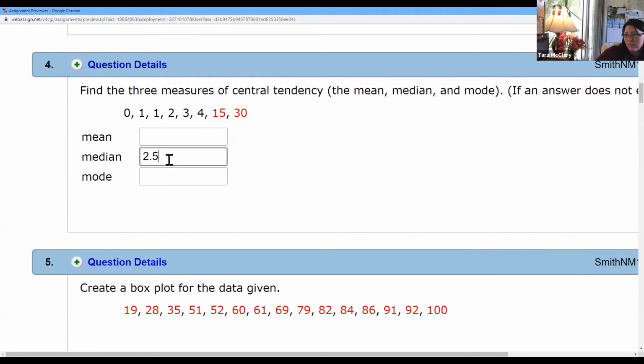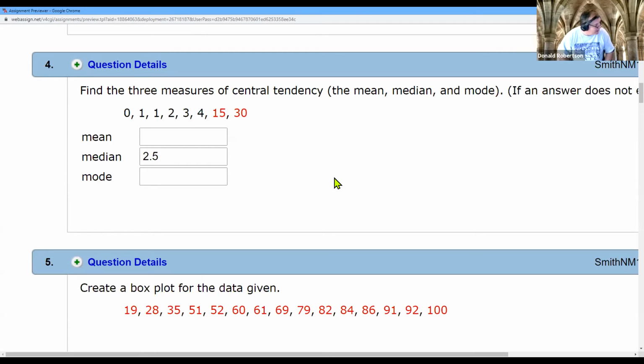2.5. Now, at last, there is a mode in this set of data, isn't there? The most common number, and it didn't happen that common, but it happened more common than anybody else's. And then the mean is you add them all up and divide by 1, 2, 3, 4, 5, 6, 7, 8.